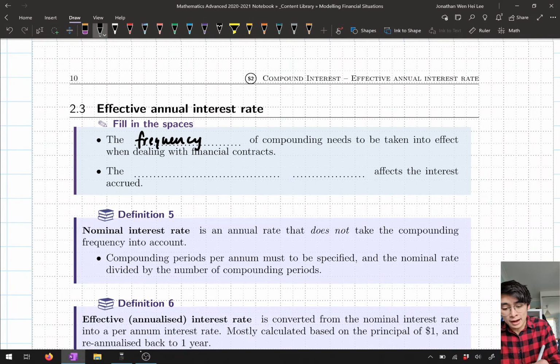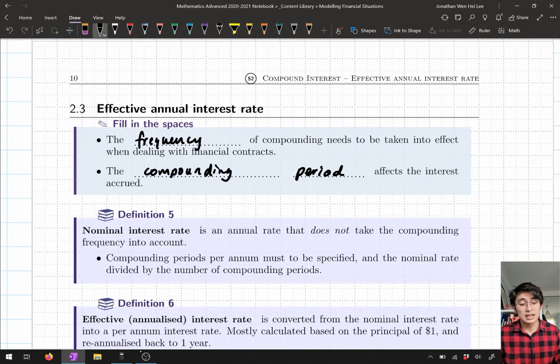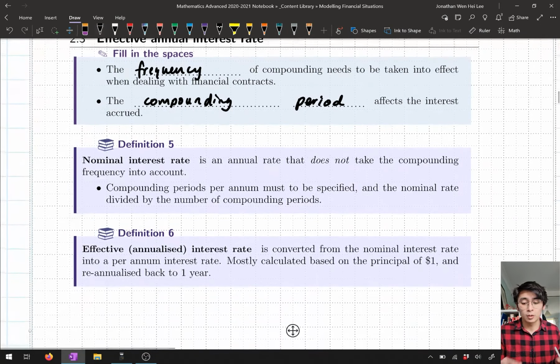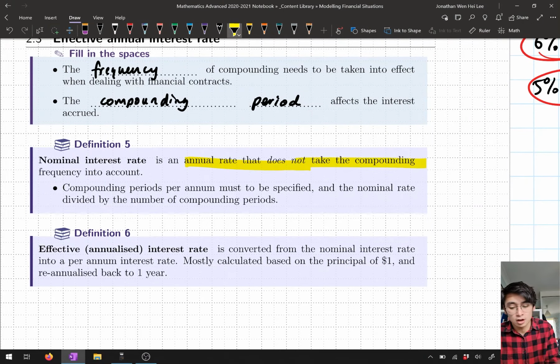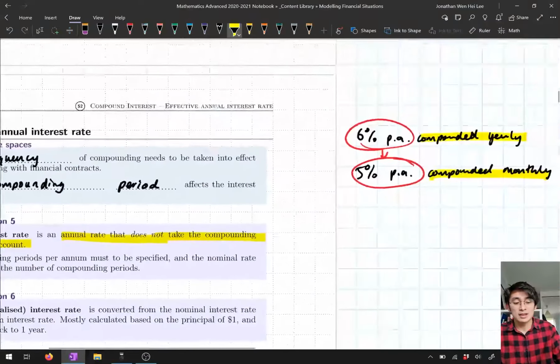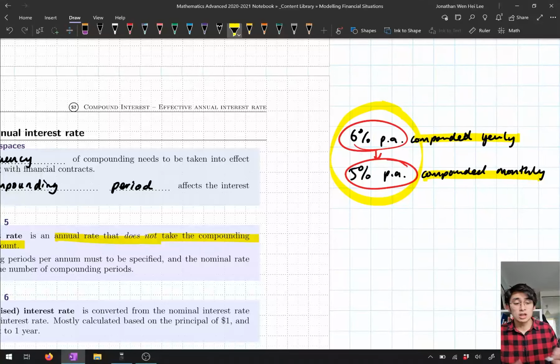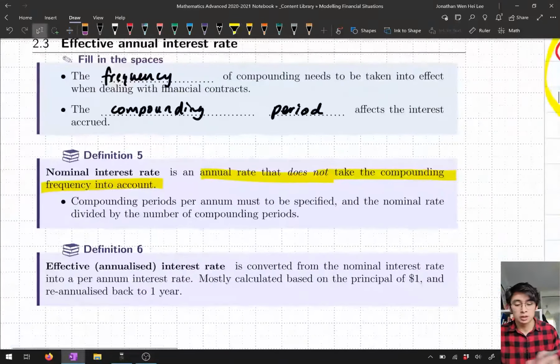So the compounding period also affects the interest accrued. So let's just talk about two definitions here. The first one, the nominal interest rate. The nominal interest rate is the annual interest rate that does not take the compounding frequency into account. So this nominal interest rate is just the amount that they tell you. So here, this per annum. If they don't tell you how frequently they're compounding, this per annum interest rate is usually the nominal interest rate.